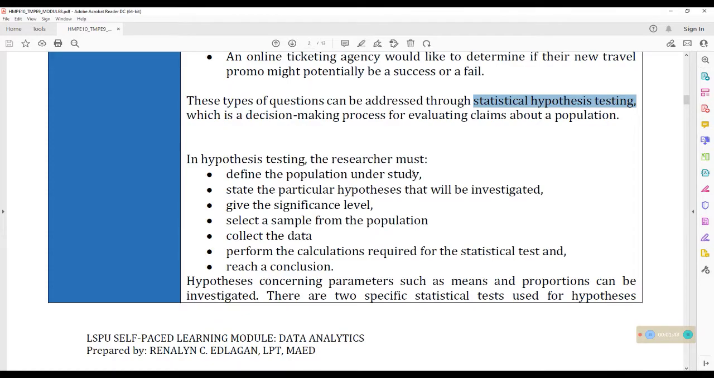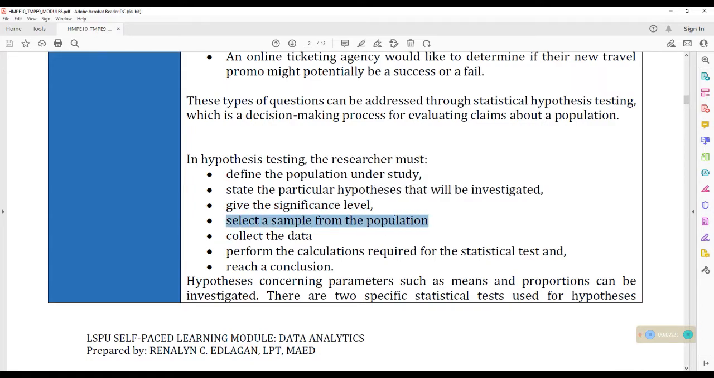So sa hypothesis testing, the researchers must first define the population under study. Next, state the particular hypothesis that will be investigated. We are going to practice how to create hypothesis later. So give the significance level. So in this part, we will only focus on three significance levels, 90%, 95%, and 99%, since these three are the most commonly used. Next, we are going to select a sample from the population.